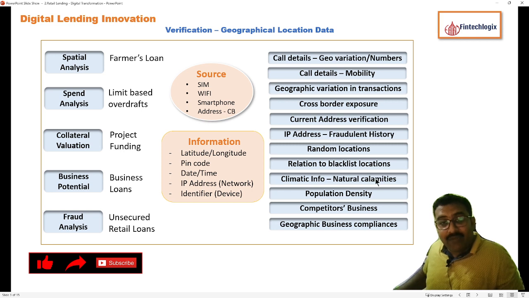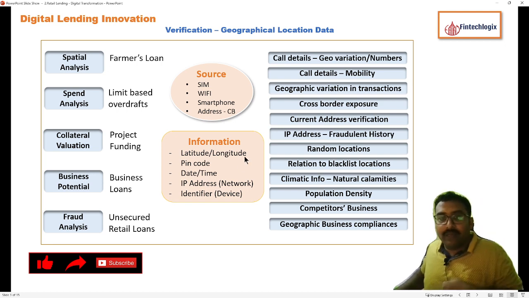Population density of any location, just to find out what the potential of a business in a certain area is. If the population density is good, there are a lot of chances that the business will grow at a rapid rate. Then competitors' business in that area from the location, and your geographic business compliance. So for any particular location, has the customer submitted all the compliance related artifacts and details or not, right?